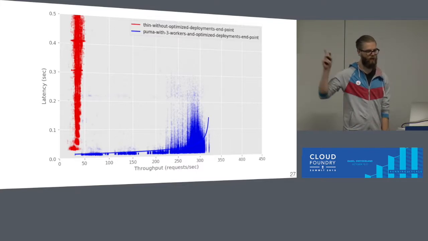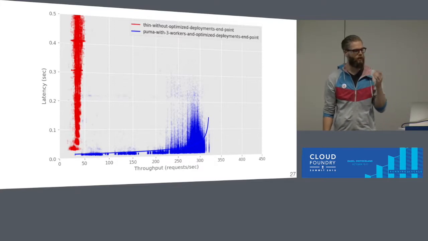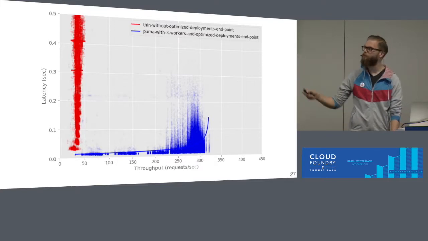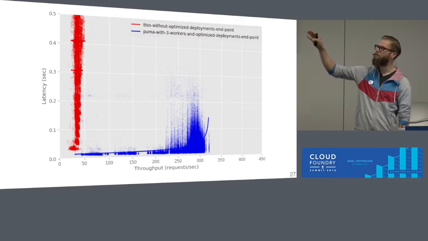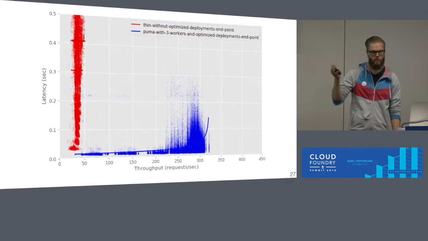At the same time, this graph also includes the changes that we did to the deployments endpoint. And using this combination, there is roughly a factor of 10, I think, that we achieved between those two configurations. So that was a nice improvement, right?